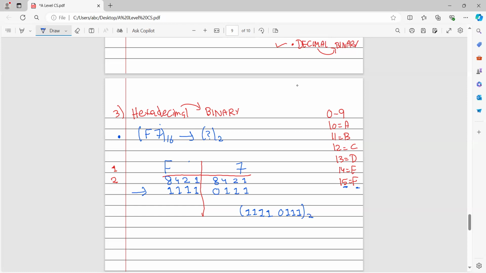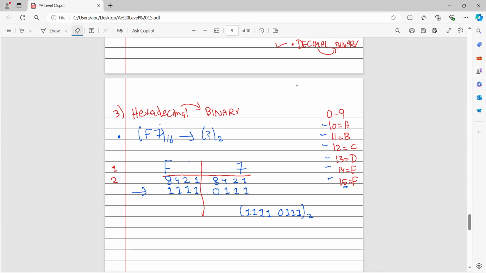Sir, can you explain the F part again? F part. Beta, in hexadecimals, I have the series such as 0 till 9, and then 10 is considered as A, 11 is considered as B, 12 is considered as C, 13 is considered as D, 14 is considered as E, and 15 is considered as F.